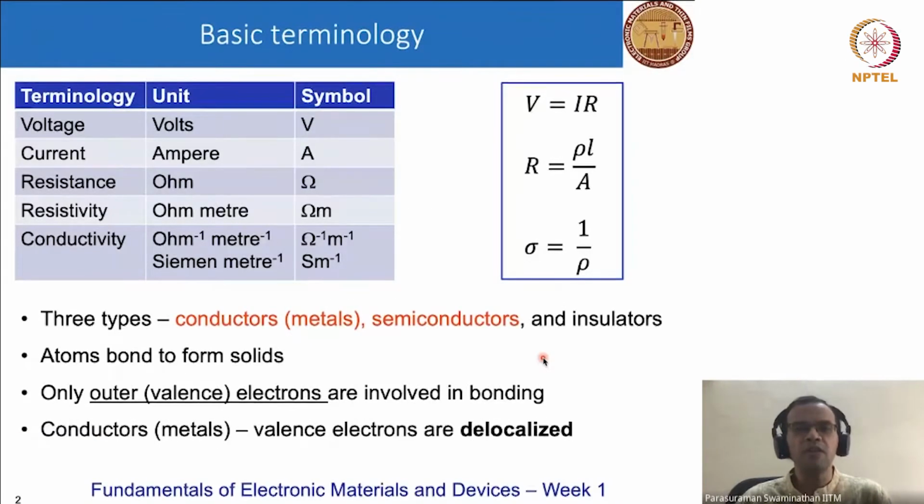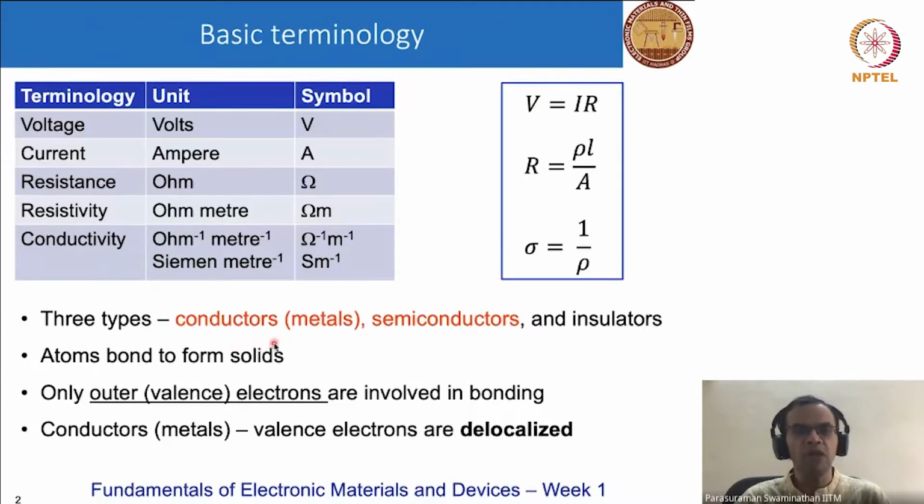So we started off by using Ohm's law, and based on Ohm's law, we were able to define two related material parameters. One is the conductivity, the other is the resistivity, and both are inversely related. Based on either conductivity or resistivity, we saw that we could classify materials into three major types.